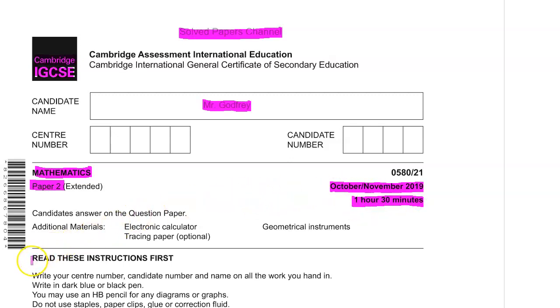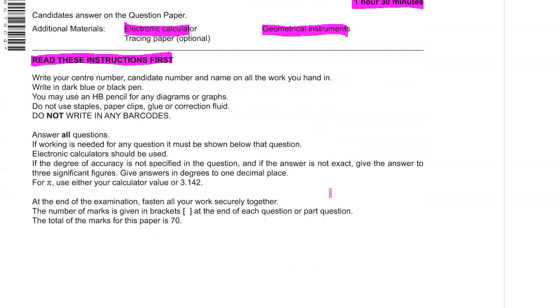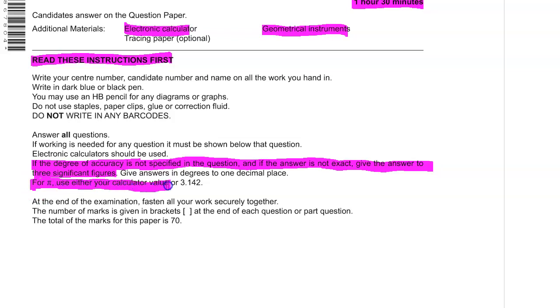As usual, I encourage you to read the instructions carefully. Calculators are allowed, as you can see there. You need a geometrical instrument when you're doing this paper. Among other instructions, I always emphasize this: if the degree of accuracy is not specified in the question, and if the answer is not exact, give an answer to 3SF. That is a key. And again here also, pi should be the value 3.142 or just your calculator value. This paper is out of 70 marks.